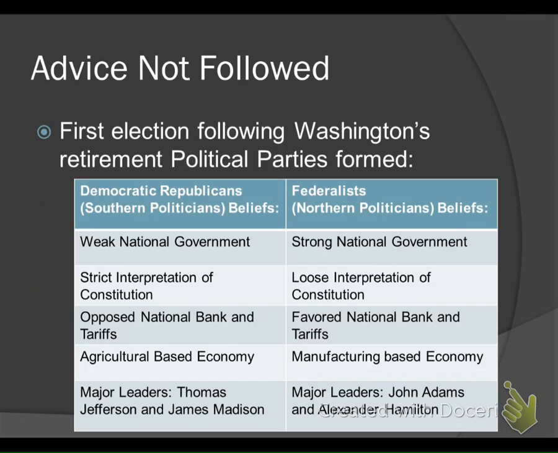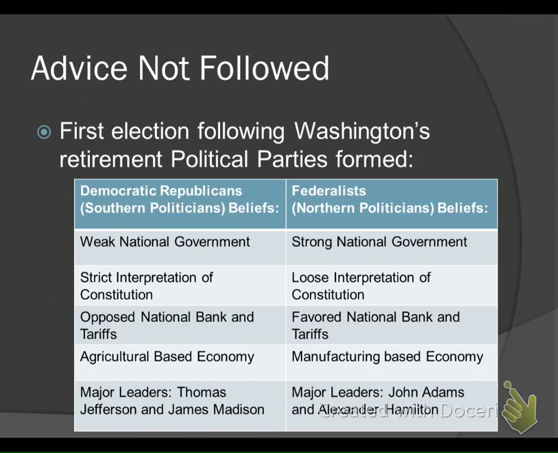The first election following Washington's retirement, political parties formed. Here are our first 2 political parties. It was the Democratic Republicans on one side and the Federalists on the other. Now, the Democratic Republicans were mainly from the South. And remember, the South believes in a weak national government, a strict interpretation of the Constitution, meaning that if it's not said in the Constitution, you should not be allowed to do it.